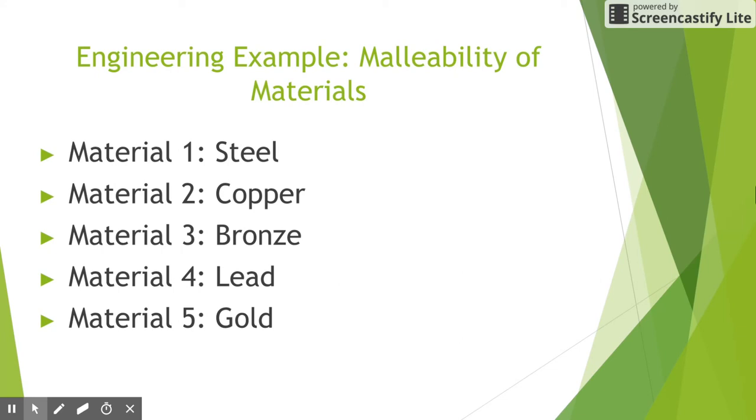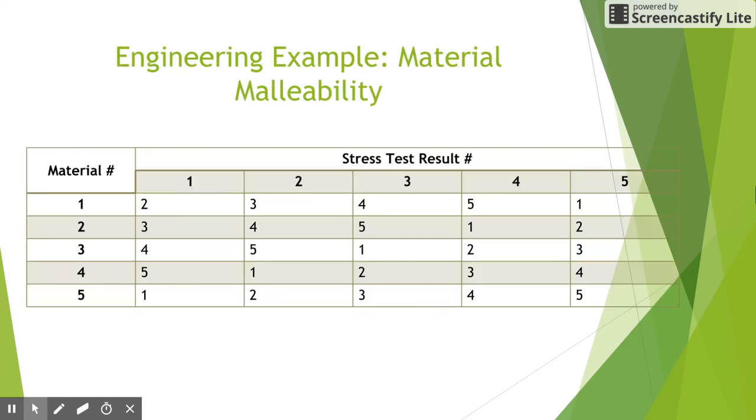So let's say we want to test the malleability of a certain number of materials in order to determine which is the best to use for the specific needs of a product. We can use a Latin square to design which material we think is the best fit. Here we have 5 materials of different types, and we're going to use a test to figure out which one we think would be best.